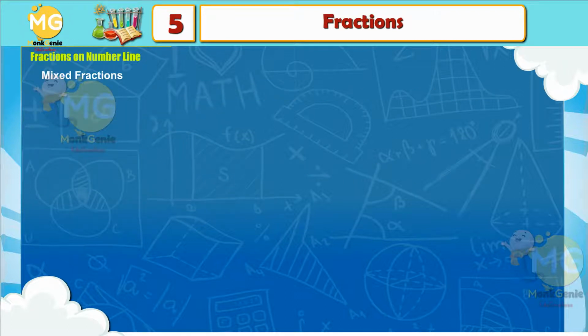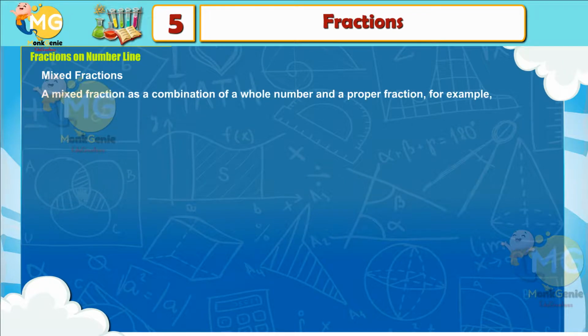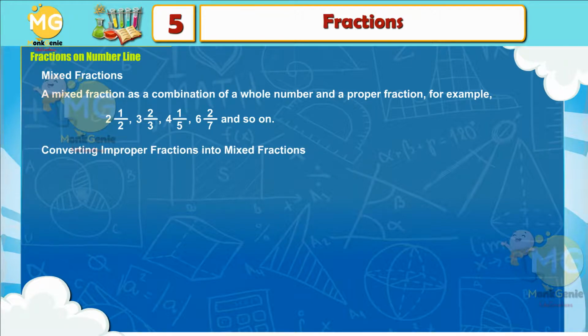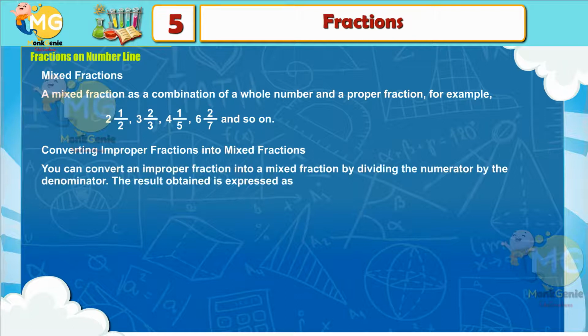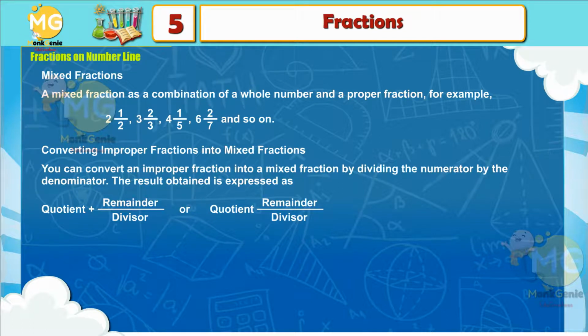Mixed fractions. A mixed fraction is a combination of a whole number and a proper fraction. For example, 2 1 upon 2, 3 2 upon 3, 4 1 upon 5, 6 2 upon 7, and so on. Converting improper fractions into mixed fractions. You can convert an improper fraction into a mixed fraction by dividing the numerator by the denominator. The result obtained is expressed as quotient plus remainder upon divisor, or quotient remainder upon divisor.